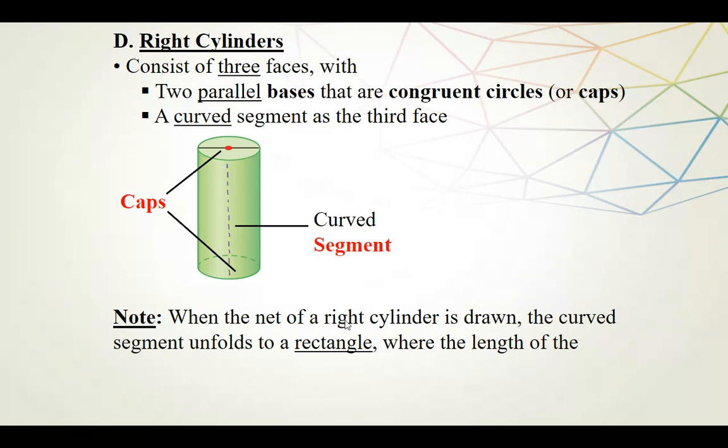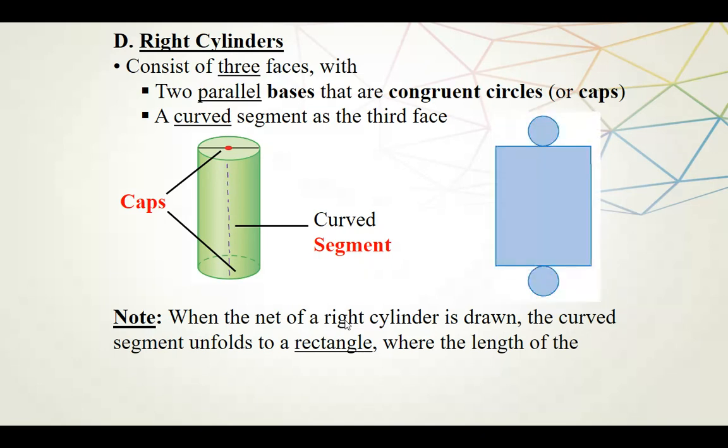The easiest way to identify this is just to look at what the net for the cylinder would be. So one example of a net would be if you just take the two caps and unfold them. You take the top cap and fold it upward, you take the bottom cap and fold it downward, and you make that cut here, and then you unfold the curved segment. The curved segment does unfold to give you a rectangle.